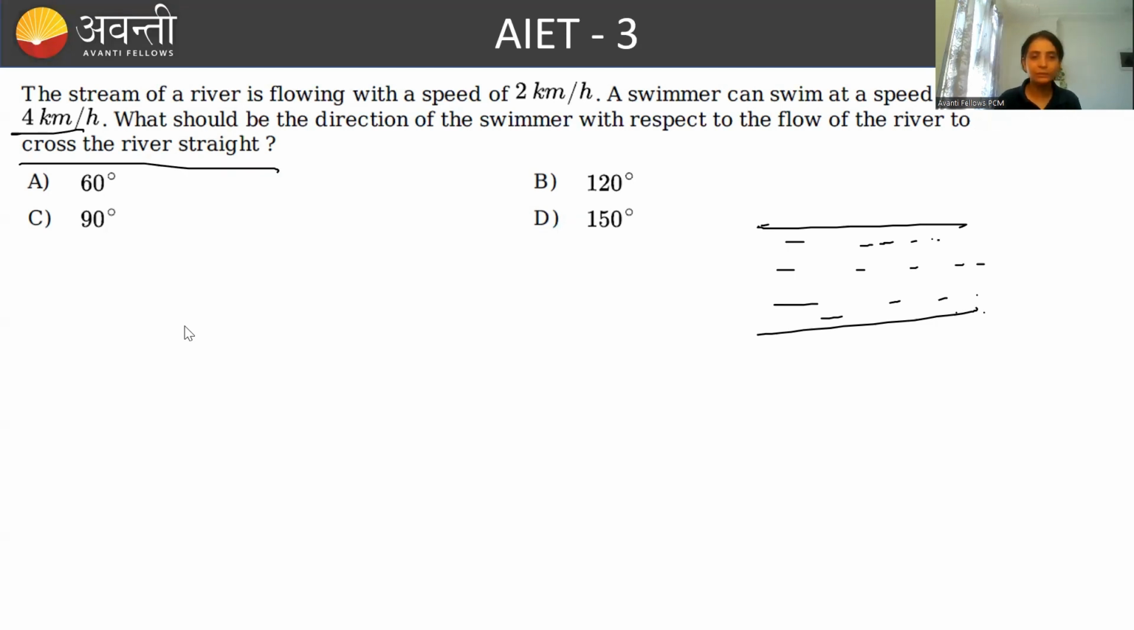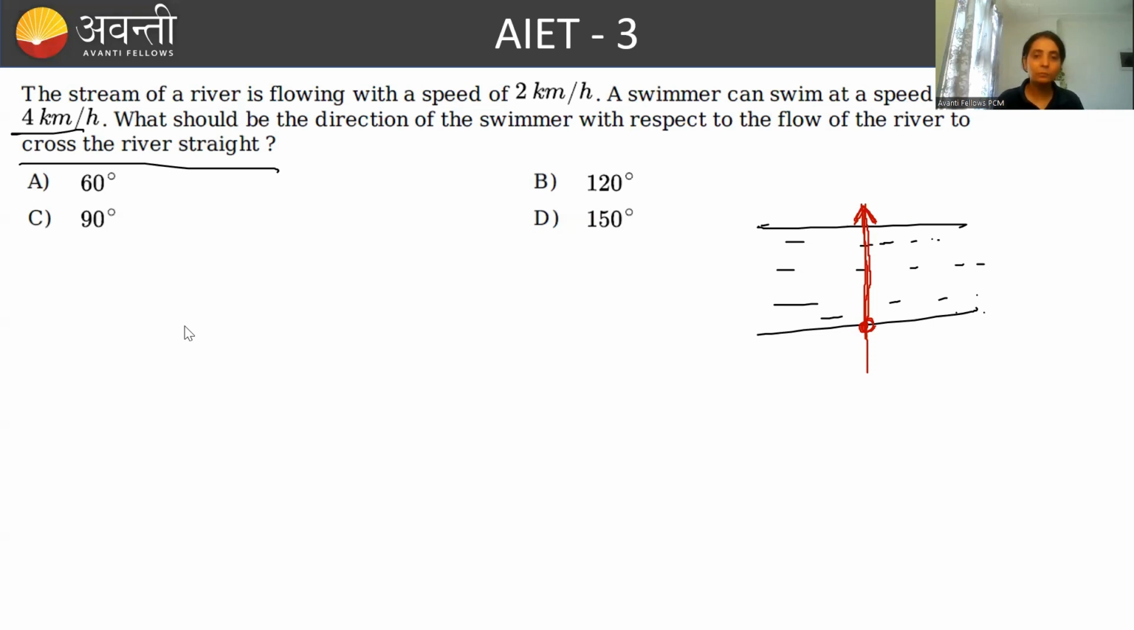How does he want to cross the river? Straight. So if somebody has to cross the river straight, or somebody has to go in this direction, its net velocity should be in this direction. Done. And if you are swimming in a river, you will also feel some momentum because of the motion of the river, right? So we need to negate the motion of the river, or whatever impact the motion of the river is trying to put on us.